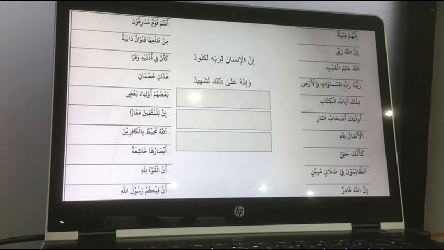Wa innahu ala dhalika la shahid. That's Surah Adiyat. What is wa innahu? Wa inna is "and indeed". Innahu is "and indeed he". Allah is upon. So don't go far. Wa innahu ala means and certainly he, and ala means upon. So how do you translate that in English?